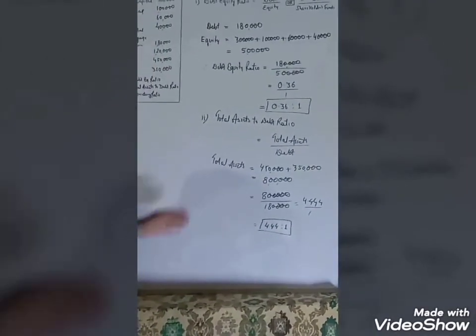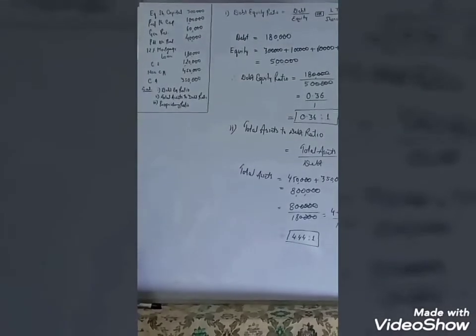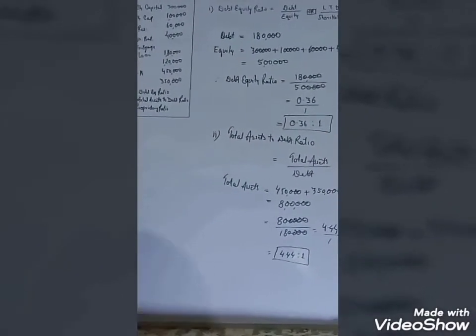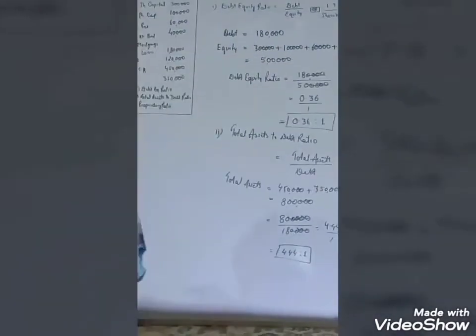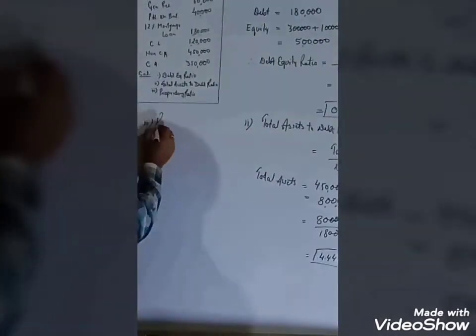Now after the calculation of total assets to debt ratio, we have to move towards the proprietary ratio. For the calculation of proprietary ratio, the formula is, firstly, we will calculate here, third, proprietary ratio.